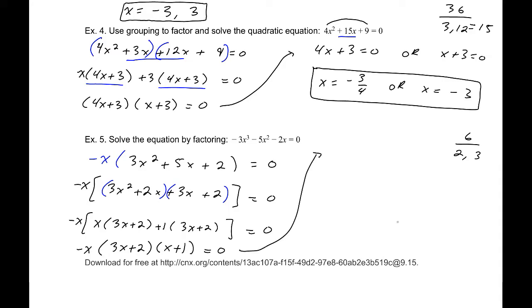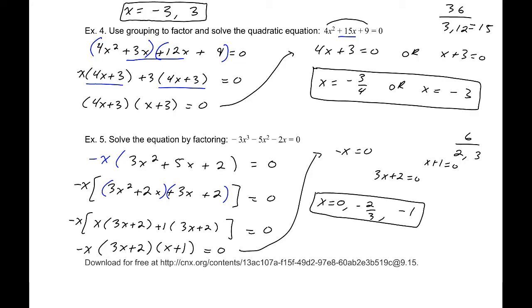Okay, so we have either negative x equals 0, 3x plus 2 equals 0, or x plus 1 equals 0, which leads us to x equals 0 as one solution, x equals negative 2/3 as a solution, and x is negative 1.